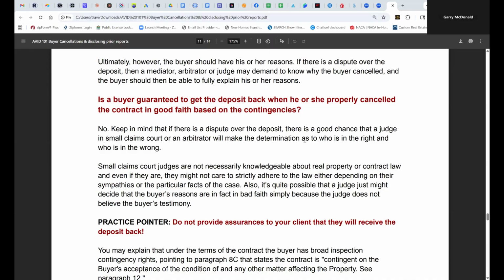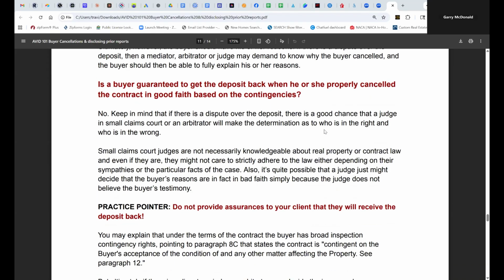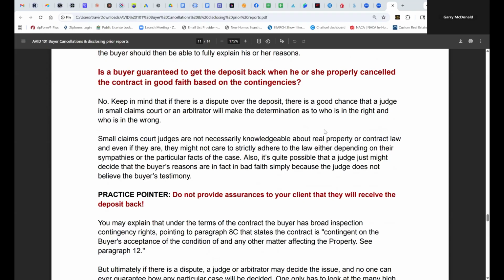Is a buyer guaranteed to get the deposit back when he or she properly canceled the contract in good faith based on the contingencies? And this is important. So we want to steer clear of saying you'll get your money back if you cancel, because the cancellation is two parts. It's part one and part two. Part one is the cancellation of the contract, meaning we're canceling the purchase. Boom. That does not mean escrow is canceled. That means the contract is canceled.